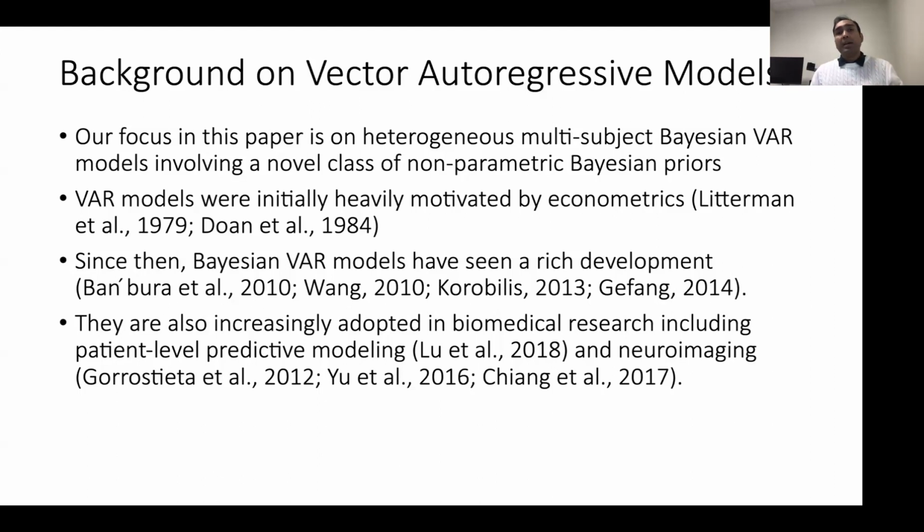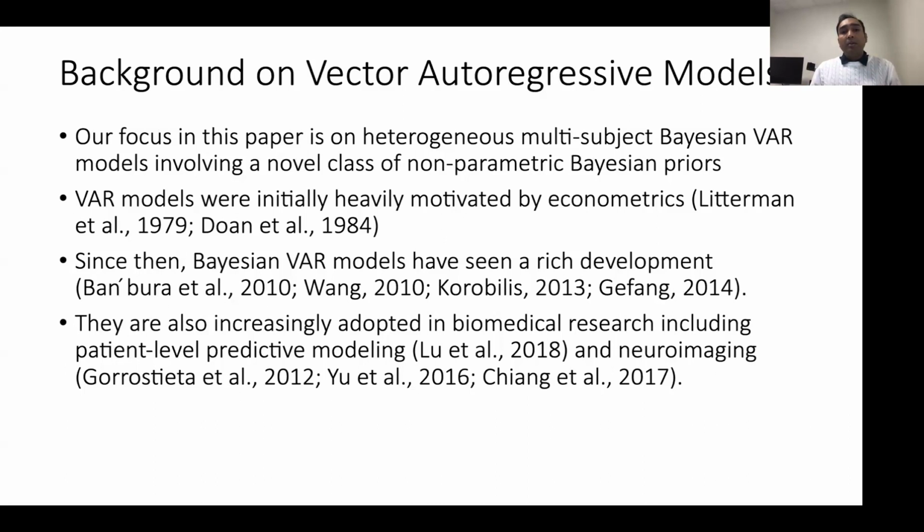Obviously, one could just go ahead and fit the same VAR model for everybody in the cohort, ignoring the heterogeneity. That never really plays out well in these neuroimaging applications. And then the other option is to just fit the VAR model separately for each individual subject. That again fails to borrow information across subjects, right?